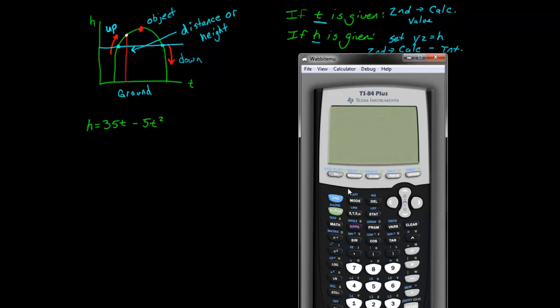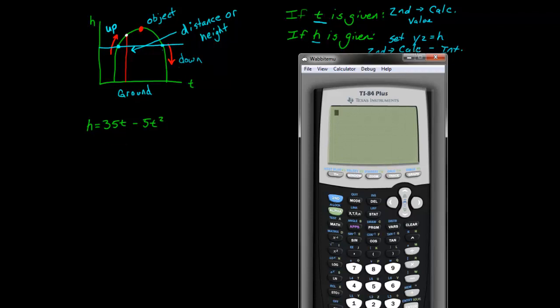It gives us our equation, and I have it written down right here for you. H equals 35t minus 5t squared. Part A to this example, how high is the ball after 3 seconds? So what is it giving us there? Is it giving us our h or a t? 3 seconds. It's giving us our time.